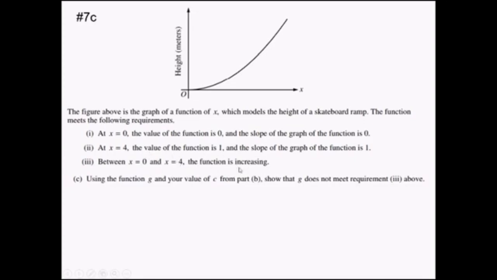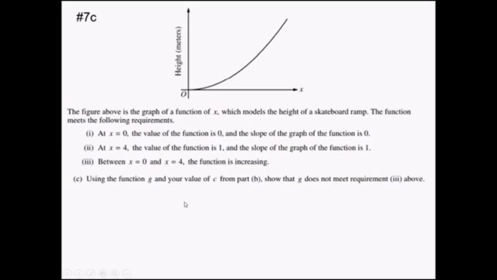If they just said increasing, they mean increasing for all x values along this interval. So to disprove this, we just have to find a single x value between 0 and 4 where the function is not increasing. To figure out where the function is increasing versus decreasing, we need to talk about g prime.